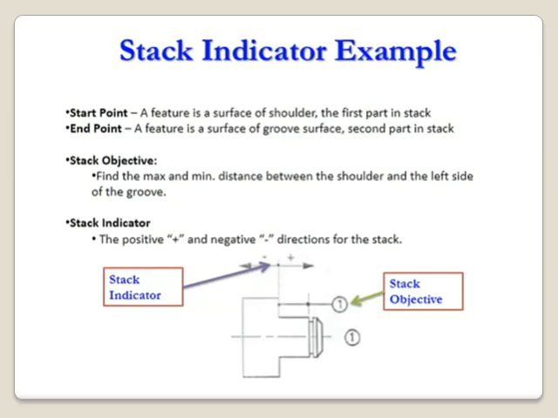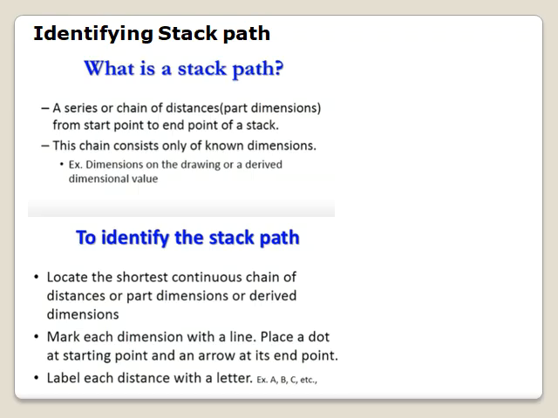Stack indicator, the positive and negative directions for the stack. Here in the diagram we can see stack indicator here and stack objective. This is one. Identify the stack path. What is a stack path? A series or chain of distances from start point to end point. This chain consists of only known dimensions.